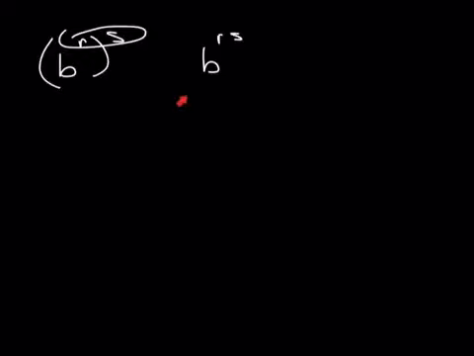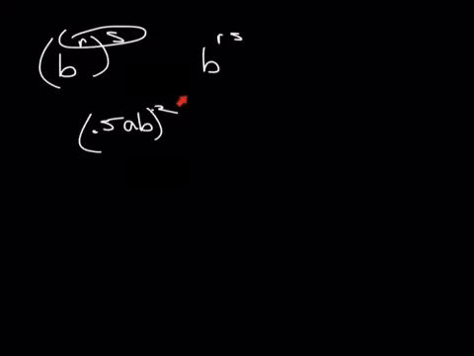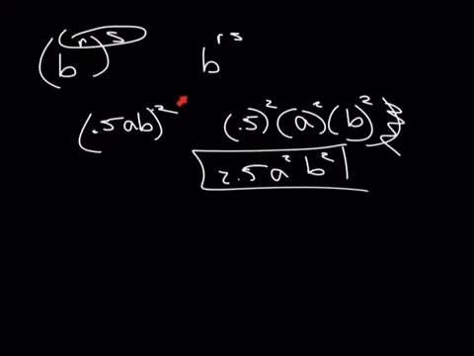Okay, so what if we have 0.5ab squared? Well, we take 0.5, square it, a squared, and b squared. Whoops, parentheses out there. So 0.5 squared is 0.25, a squared is a squared, b squared is b squared, and you're done. Okay, the key thing is the squared goes on the number and each of the letters.